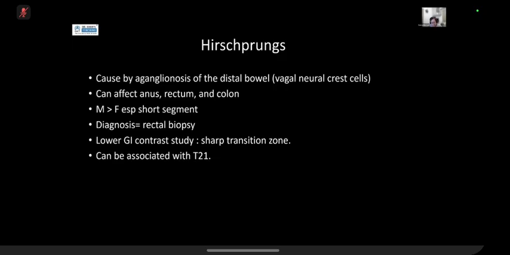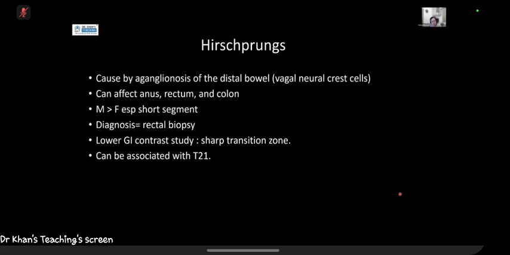And because, as I said, the part of the bowel that's affected by Hirschsprung's doesn't have the neuroenteric cells, you've got very collapsed bowel, and proximal to that it is very dilated. So what you have is a very sharp transition zone on the lower GI contrast study, and of course this can be associated with Down syndrome.